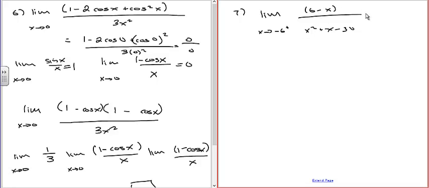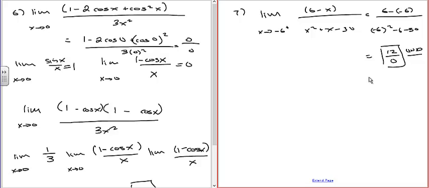So you can see if I plug in -6, I'll get 6 minus -6 divided by -6 squared minus 6 minus 30, and what that gives you is 12 over 0. So it's not indeterminate, it's undefined. So as a consequence, now we can factor the denominator if it's possible. So we'll get 6 minus x over x minus 6 and x plus 5.